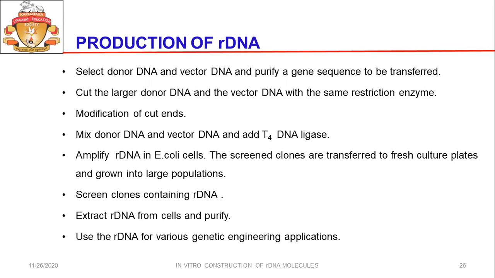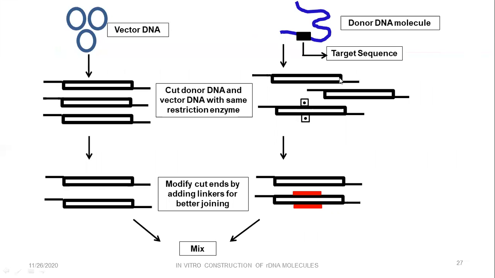Now we are amplifying the recombinant DNA in E. coli cells. The screened clones are transferred to fresh culture plates and grown into large populations. Now we're going to screen clones containing the recombinant DNA molecules. We're going to extract recombinant DNA from cells and purify it, and then this recombinant DNA is used for various genetic engineering applications.